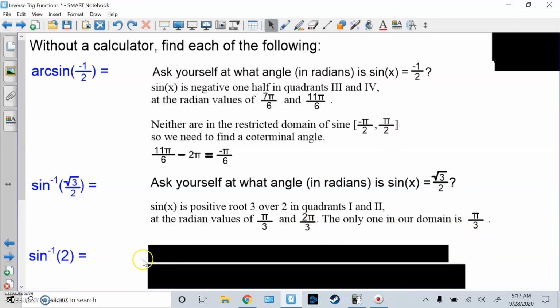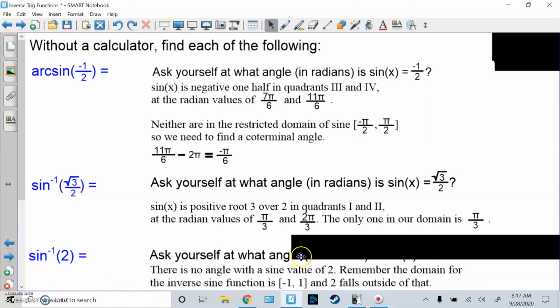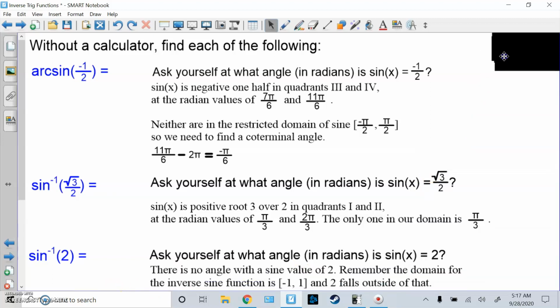Last one, sine inverse of 2. So what angle in radians has sine of that angle equal to 2? Well, sine of any angle between 0 and 2 pi, or 0 and 360 degrees, does not go below -1 or above +1. So this is outside of our range. Because it's outside the range of the original sine function, it is outside the domain of the inverse sine function, so it's undefined. There is none.